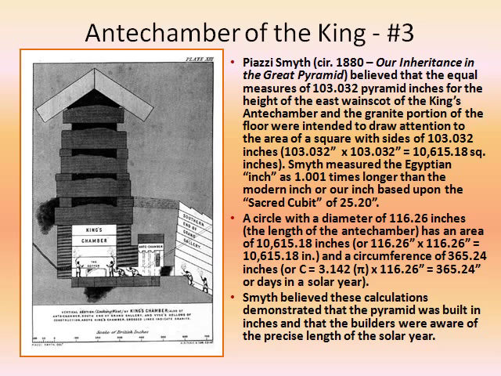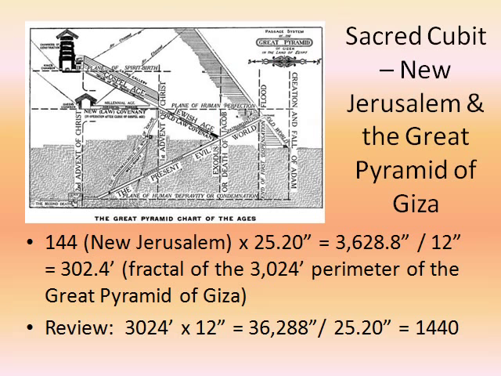Smythe believed these calculations demonstrated that the pyramid was built in inches and that the builders were aware of the precise length of the solar year. It is most interesting, however, that the sacred cubit in the New Jerusalem and the Great Pyramid of Giza, when using the 25.20 inch configuration of the sacred cubit, has some remarkable correlations with the Great Pyramid of Giza.